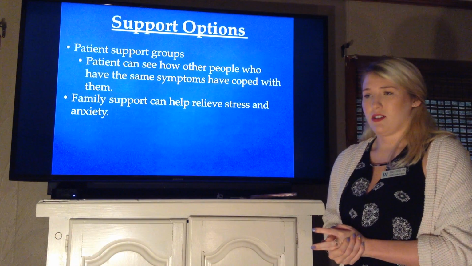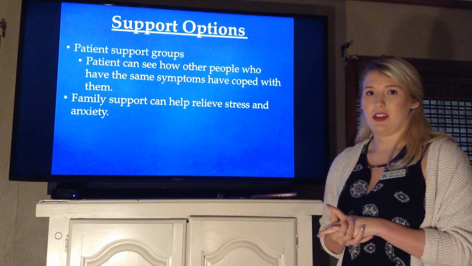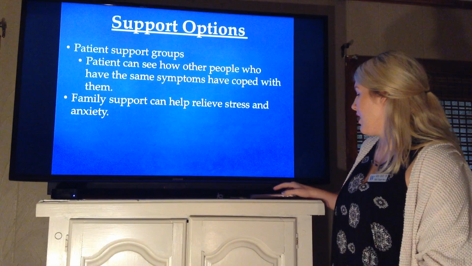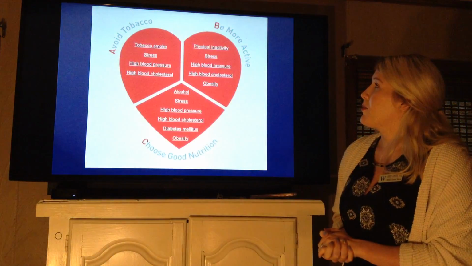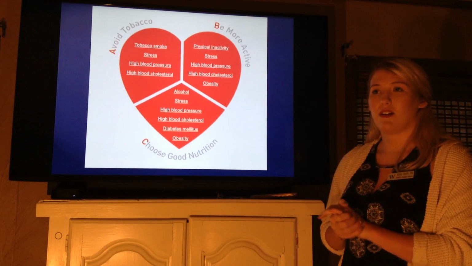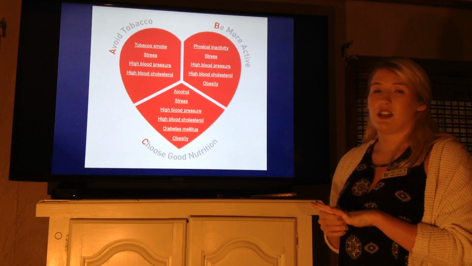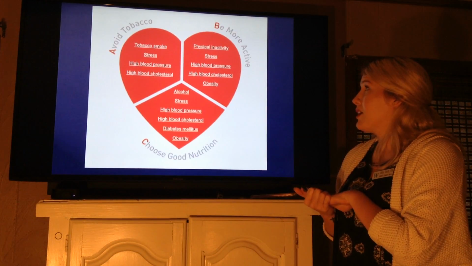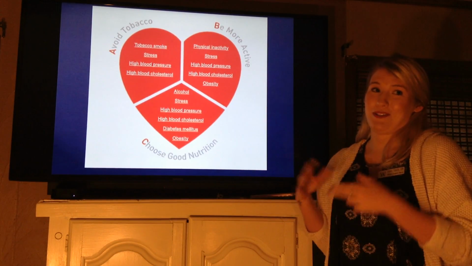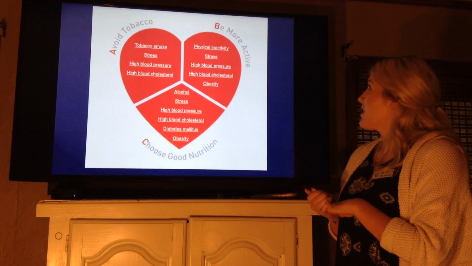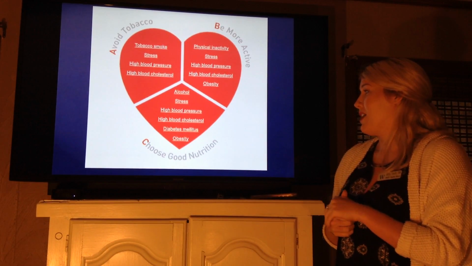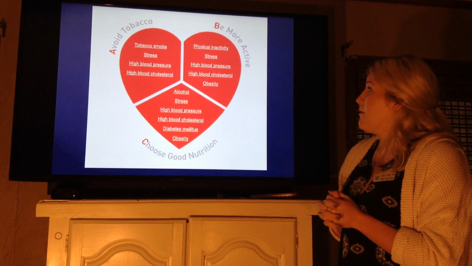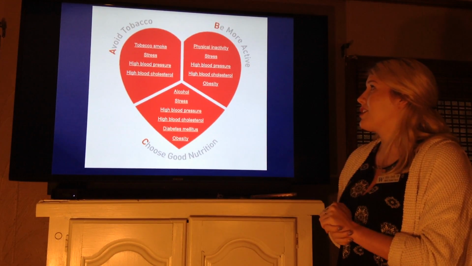Family support is also a very huge deal. You need family support. It will help reduce stress and anxiety. With family, they can work with the family member that has CAD. They can help them quit tobacco or be an emotional support for that. They can be more active with them, and they can also, as a family, choose better nutrition.